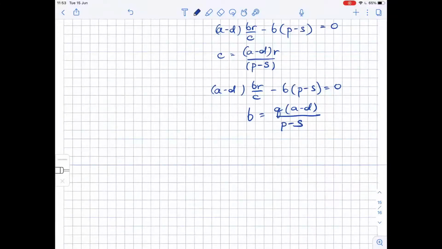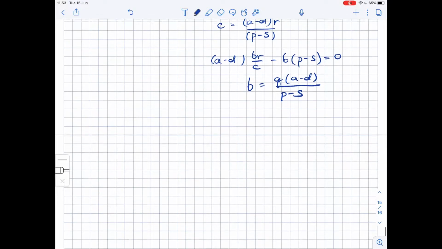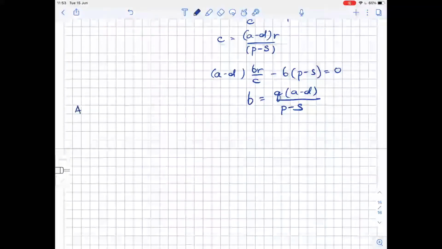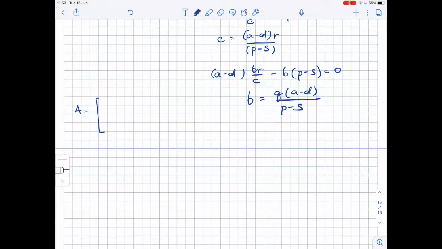So we get that A needs to be equal to [a, q times (a minus d) over (p minus s); r times (a minus d) over (p minus s), d]. So the 2 by 2 matrix which satisfies AB equals BA for any matrix B is this matrix A.